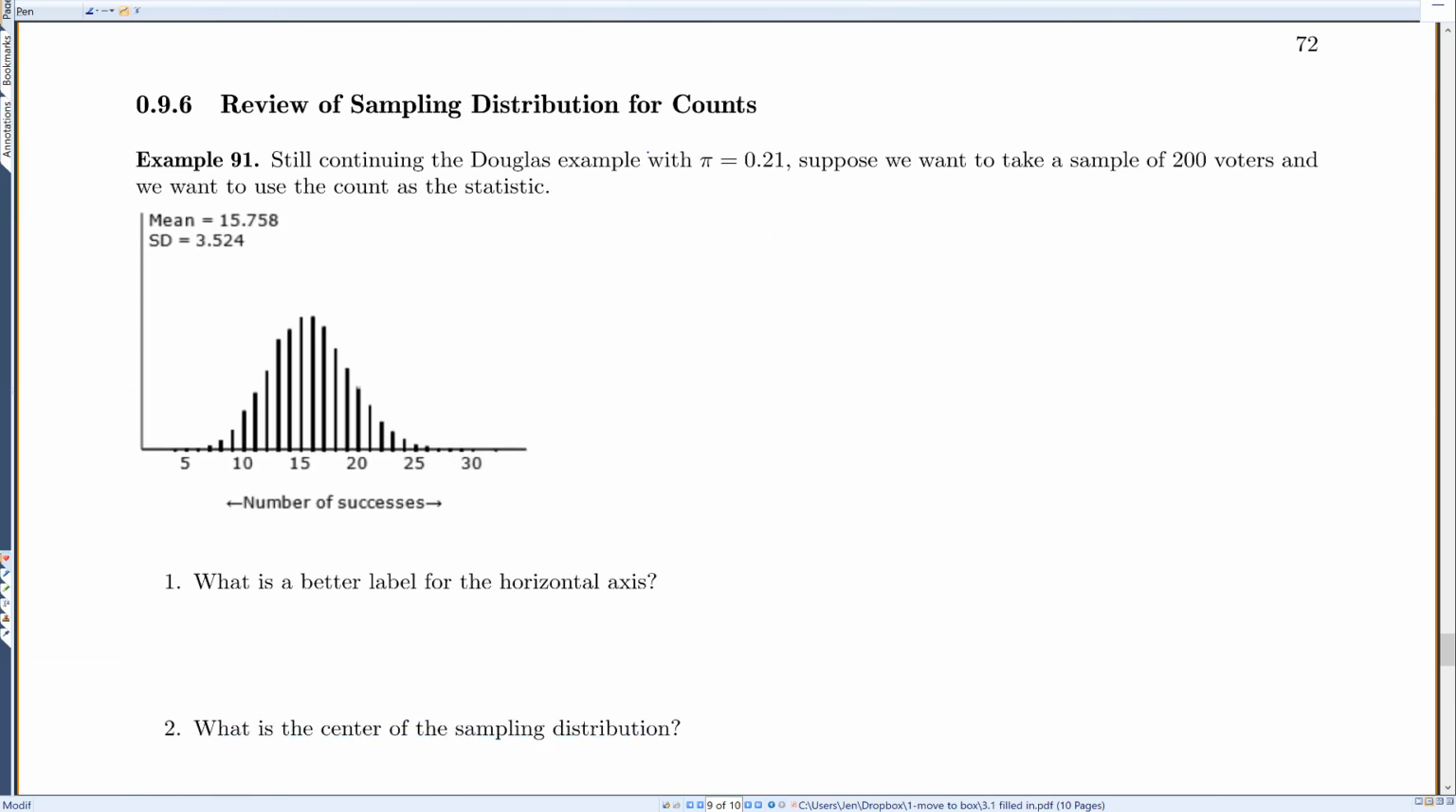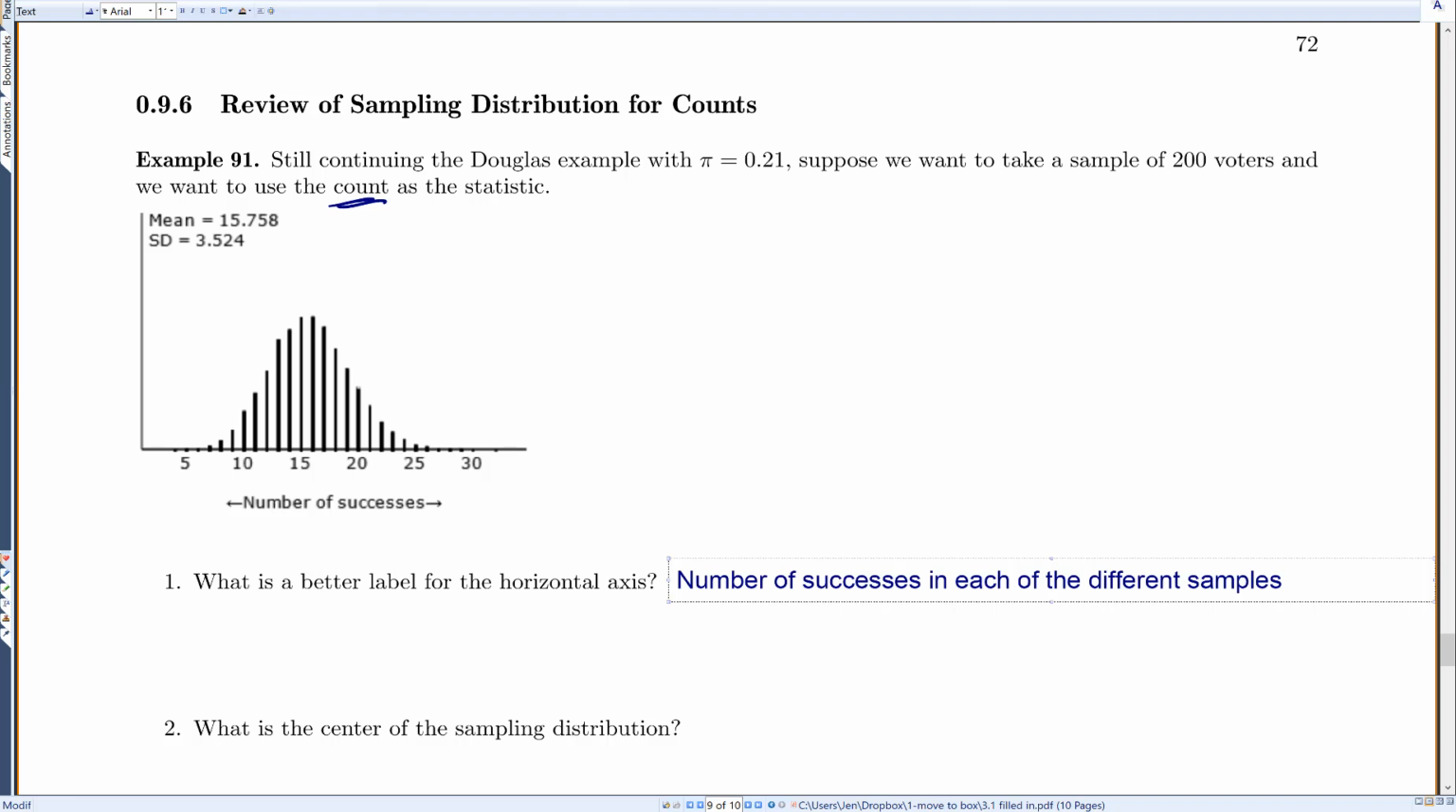Let's review just a little bit more. So continuing the Douglas example with pi equals 0.21, let's suppose we want to take a sample of 200 voters and we want to use the count as a statistic. So we did proportions, but what if we wanted to use the count? What would be a better label for the horizontal axis? It would probably be something like the number of successes in each of the different samples.